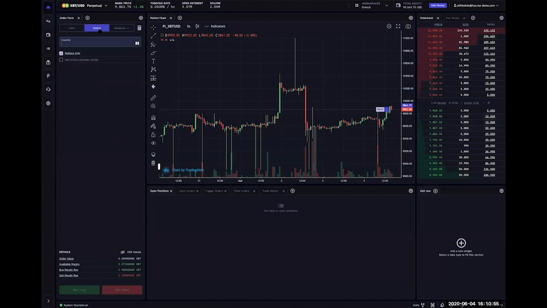So let's start with a market order because it's relatively more simple to understand. And we're going to go in and we're going to do a $1,000 market sell order. So it requires $30 in margin. And we are going to sell it short.